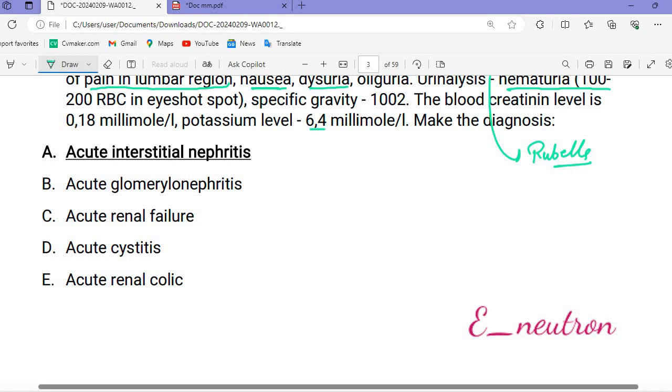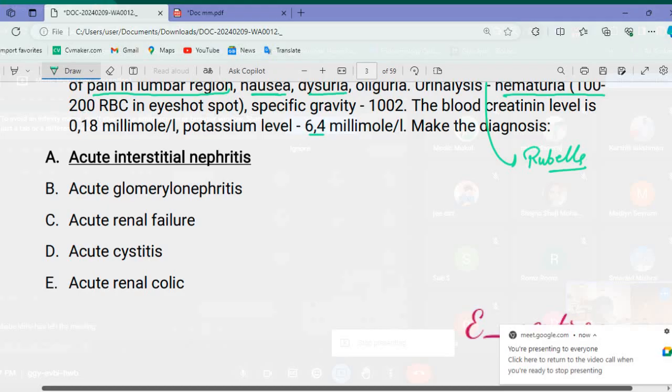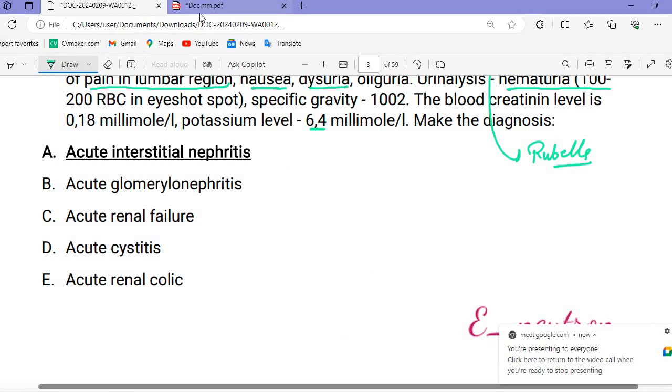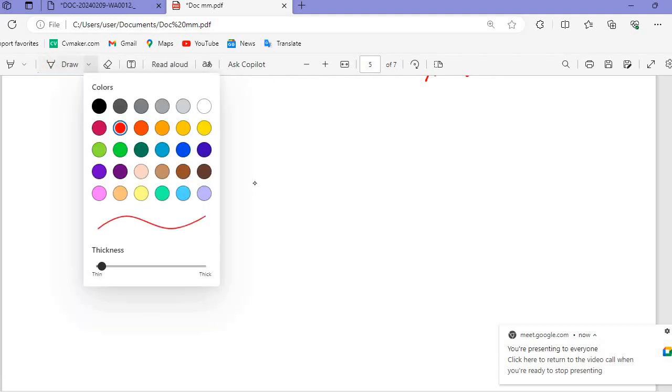First of all, acute interstitial nephritis is an example of the... So the next topic we have is acute interstitial nephritis.